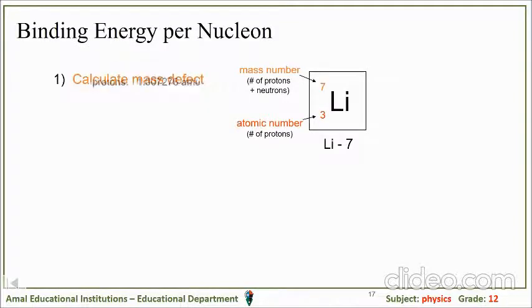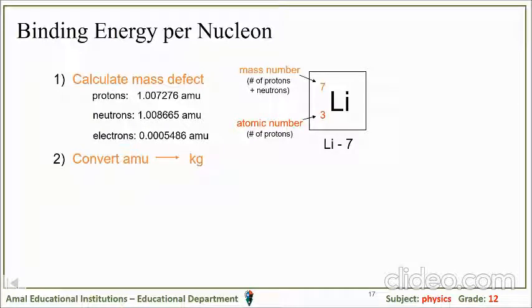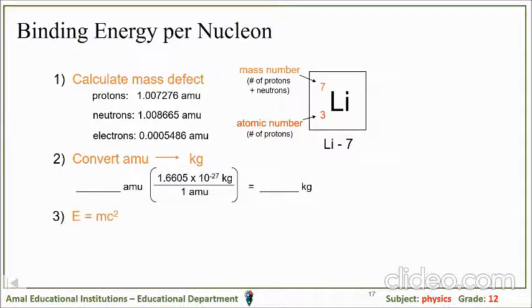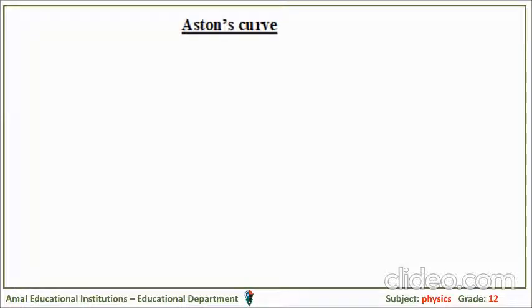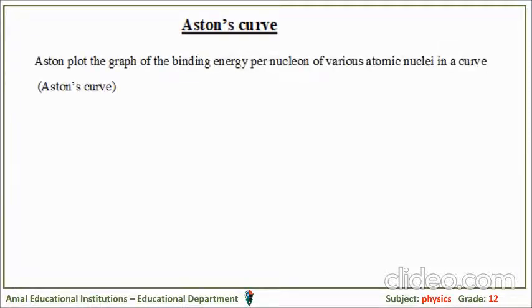Let's calculate the mass defect at first, looking for the protons and the neutrons, and look for the conversion of mass from atomic mass unit to kilogram. Then apply the mass energy relationship formula and derive the binding energy per nucleon. We look for the Aston curve. Aston plotted the graph of the binding energy per nucleon of various atomic nuclei in a curve called the Aston curve.